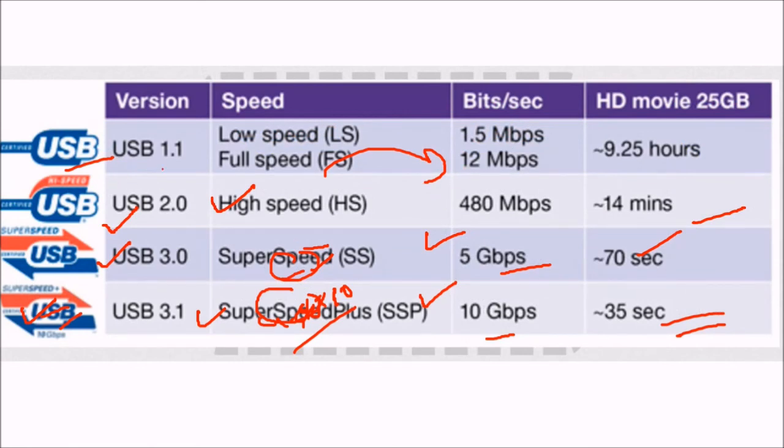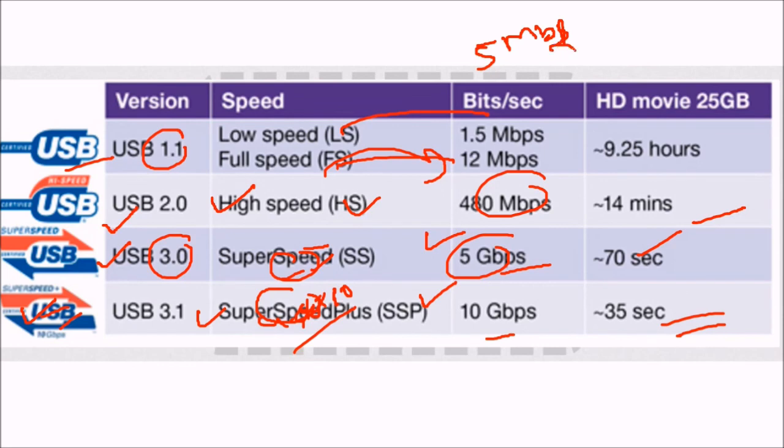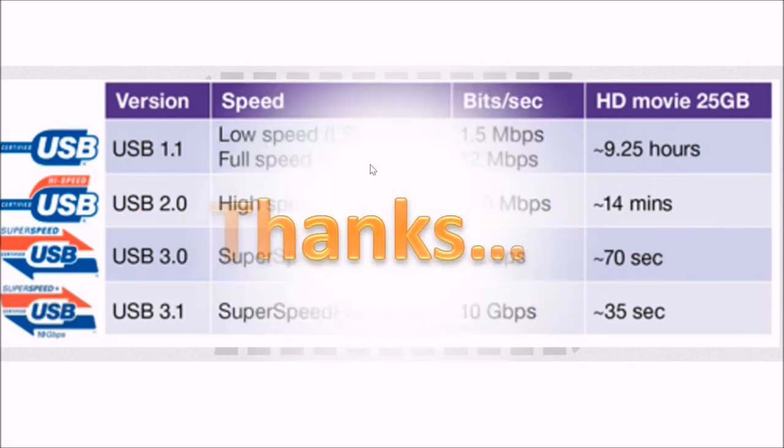USB 1.1 started with low speed and full speed. Low speed was 1.5 Mbps, full speed was 12 Mbps, then USB 2.0 high speed 480 Mbps, and USB 3.0 5 Gbps. You can see the manifold increase in speed. And USB 3.1 is 10 Gbps, which is super speed plus. So this was about RS standards and USB standards. Thank you so much.